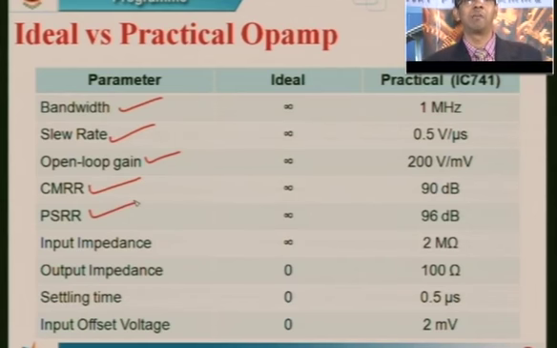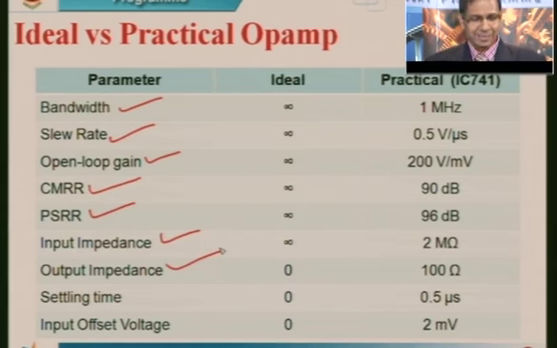Then the two most important parts whenever we talk of amplifiers are the input impedance and output impedance. So input impedance is infinite in the case of an ideal op amp, whereas it's pretty high, in the range of a few mega ohms, for 741. Likewise, the output impedance is 0, whereas it's a few ohms, on the order of 100 ohms, for 741.